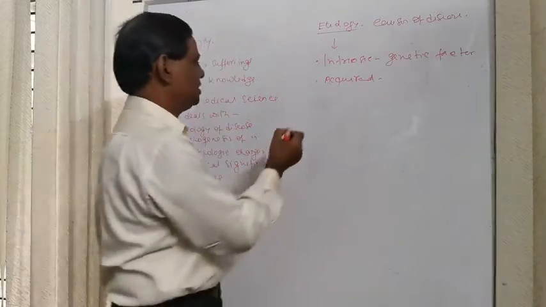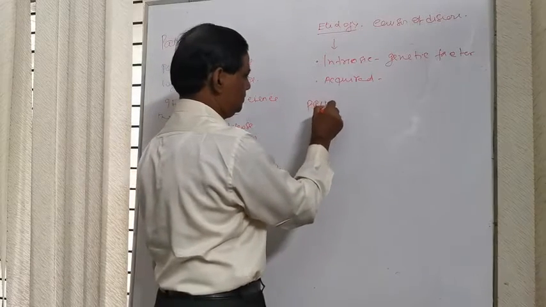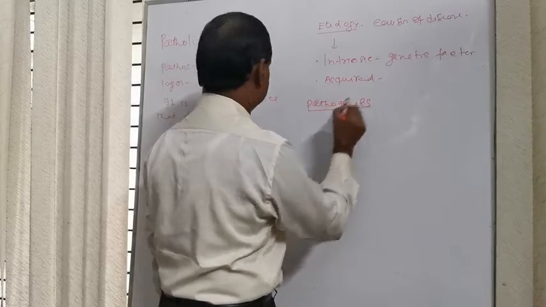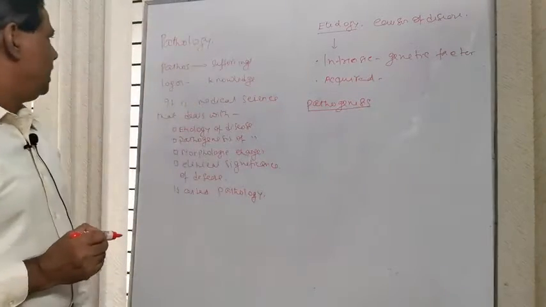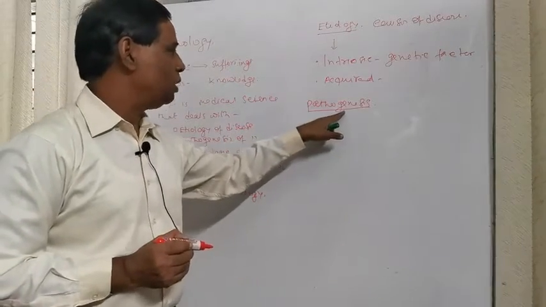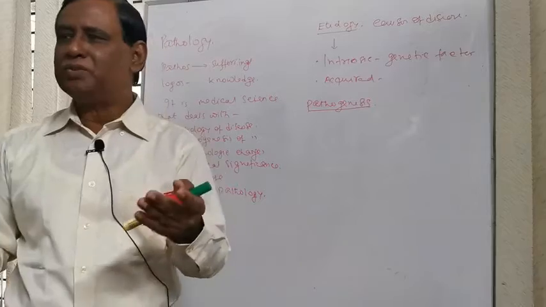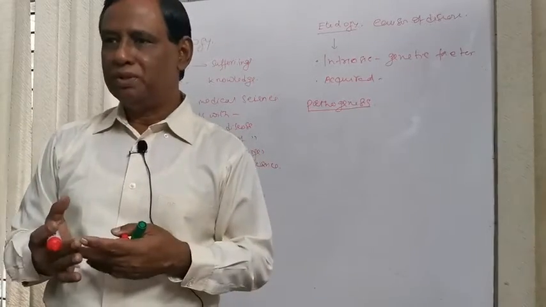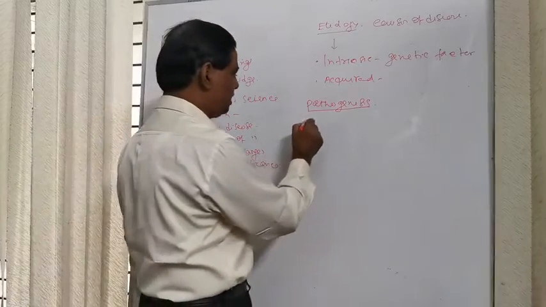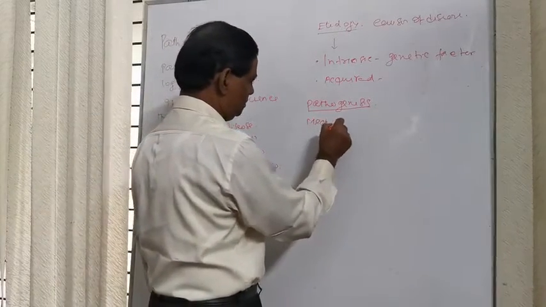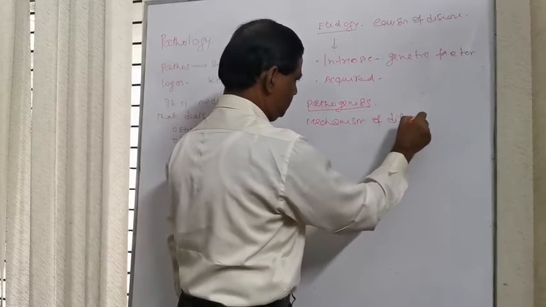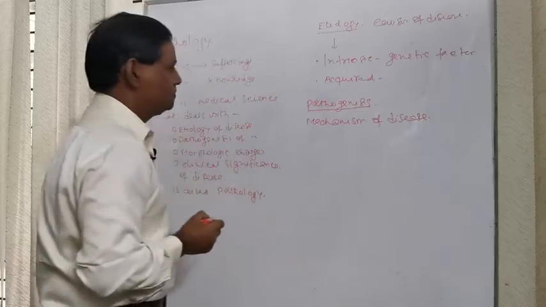Now come to pathogenesis. I have told you pathos means sufferings. Pathogenesis is how these sufferings are produced. I mean pathogenesis means mechanism of disease. In other words, it is mechanism of disease.